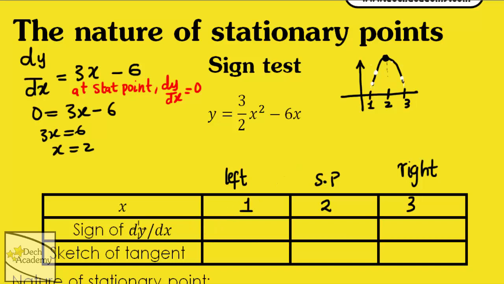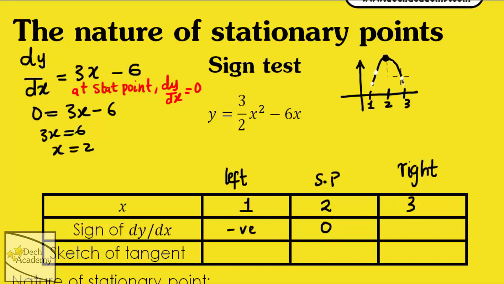So how do we do that? Well, we know that dy dx is 3x minus 6. And when x is 1, so to the left of the stationary point, dy dx is 3 times 1 minus 6, which is 3 minus 6, which is minus 3. So the sign of dy dx is negative. So dy dx is less than 0. So I'll just write negative. At the stationary point, dy dx is 0.